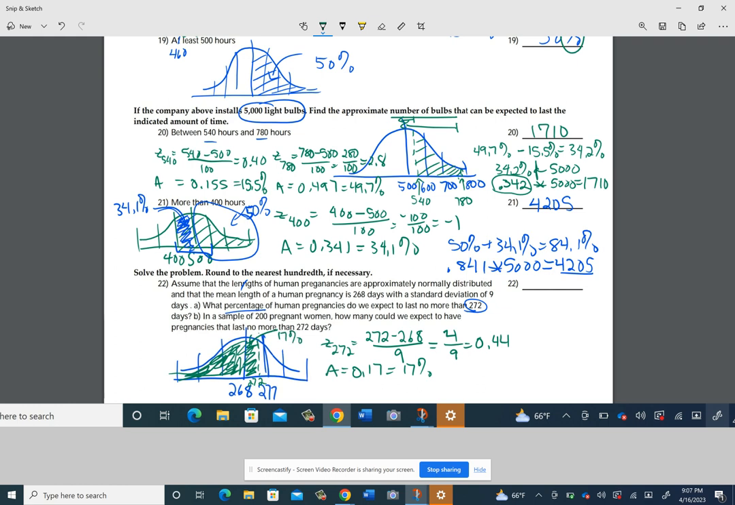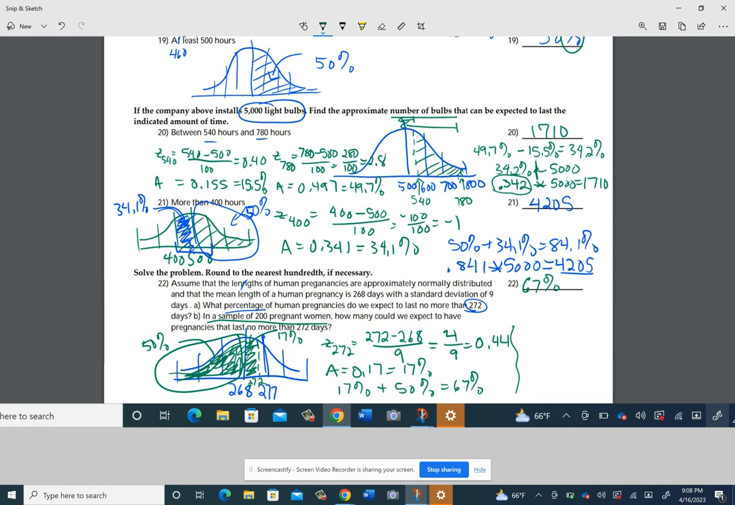But then we have the other 50%. So we have to take the 50% plus the 17, 50% being this region here, right? And that would give us 67% of human pregnancies would last no more than 272 days. So that's part A. I didn't give you 2 blanks, but that would be part A. And then they want in part B, if we had a sample of 200 pregnant women, how many could we expect to have pregnancies that last no more than that?